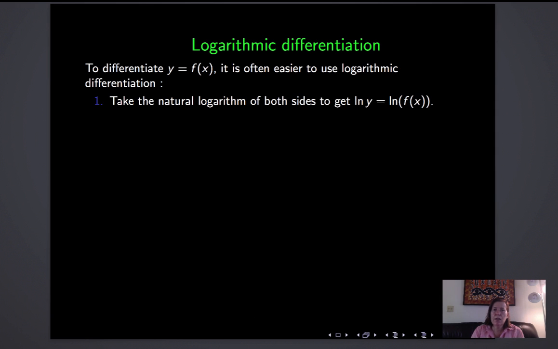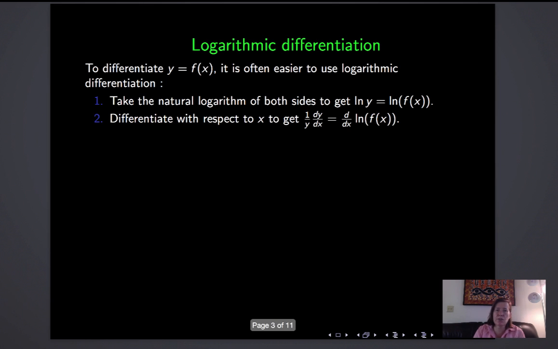We take the natural logarithm of both sides of the equation y equals f of x, and we get the natural log of y on the left is equal to the natural log of f of x on the right. And we differentiate both sides with respect to x. So we're using implicit differentiation from calculus 1.